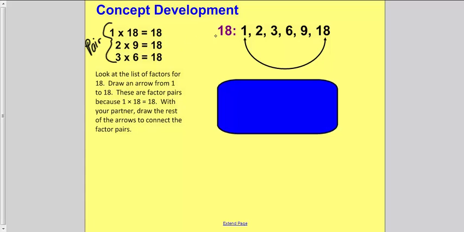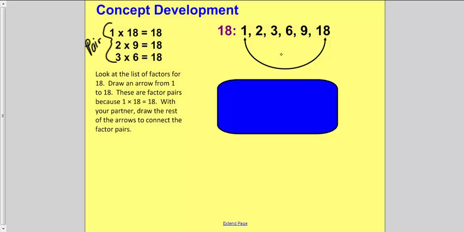But usually when you see factors listed, they're listed like this. So in your journal, I want you to list them this way. So 18, a colon, and then we list them in order from least to greatest. 1, 2, 3, 6, 9, 18. These are all the numbers that when multiplied together equal 18.